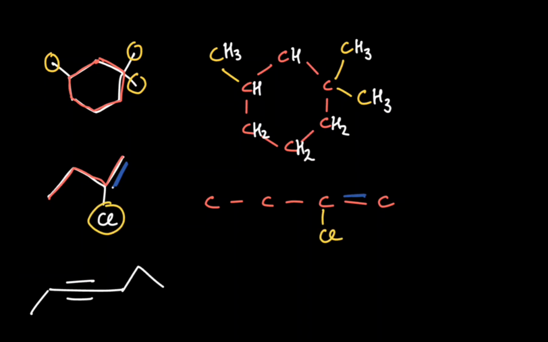To finish up the formula, we add hydrogens. The first carbon has only 1 bond, so we add 3 hydrogens. The second has 2 bonds, so it gets 2 hydrogens. The third carbon already has 4 bonds, so no hydrogens are needed. And the last carbon has 2 bonds, so we add 2 hydrogens.